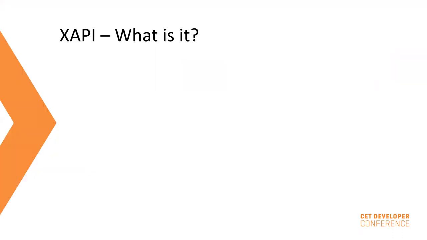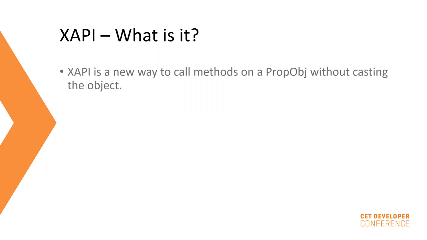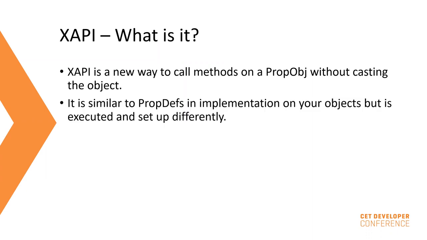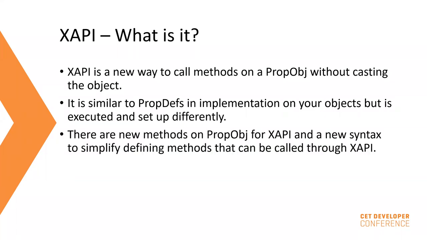All right, so to begin, what is XAPI? XAPI is a new way to call methods on prop objects without casting the object. You can think of it as prop defs for methods, but they work a little bit differently, and they're also set up differently. There are a few new methods on the prop object class, and just like prop defs, we have a syntax for actually defining the XAPI defs.